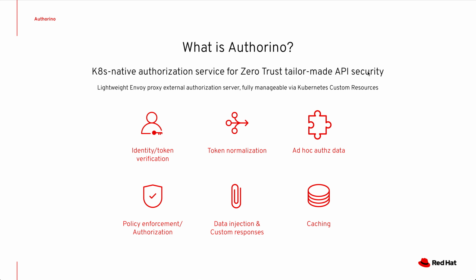Related to those things, Authorino also does some other very cool things, such as token normalization in case you have more than one trusted source of users or clients consuming your API, fetching of authorization metadata on the fly while protecting access to your API, as well as injecting data and/or customizing responses based on authorization flow, and also caching of authentication and authorization data.